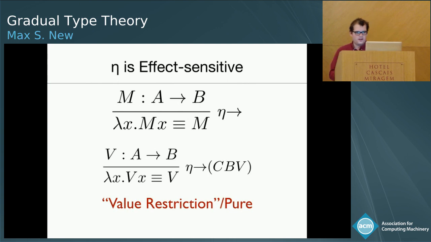But this is not hard to fix. We make what's called a sort of value restriction. We say, well, the eta principle is true, but only for the pure terms or the values.